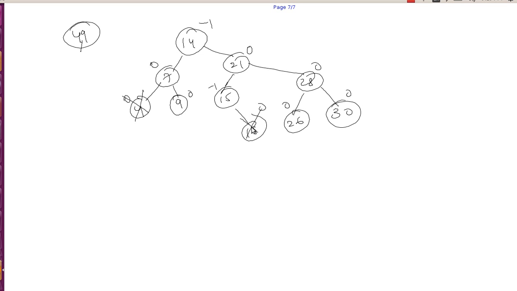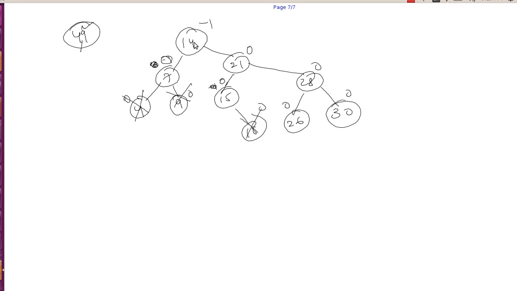But the only thing is, after deletion of 8, the balancing factor of this becomes 0. After deleting 4, the balancing factor of this becomes minus 1. But all the other nodes remain the same for us. Next, delete element 9. If you delete the element 9, the balancing factor of this becomes 0.